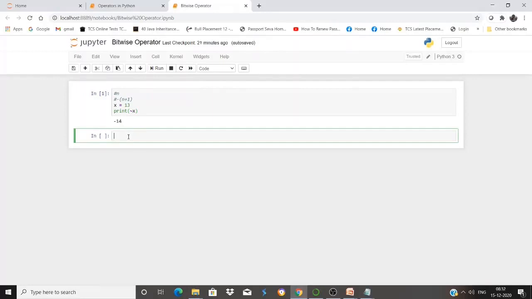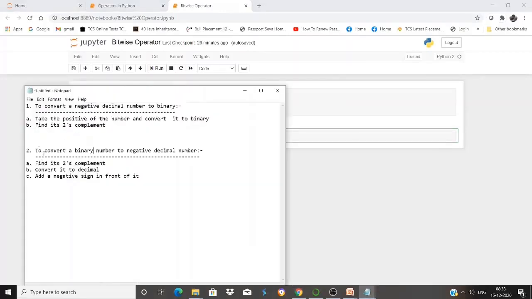To understand this, you need to have knowledge of number conversion between binary and decimal number systems. If you are not aware of this, I have given a link in the description section of this video from which you can study this concept. Before going deep into the discussion, let me first discuss two very important concepts related to binary decimal interconversion.